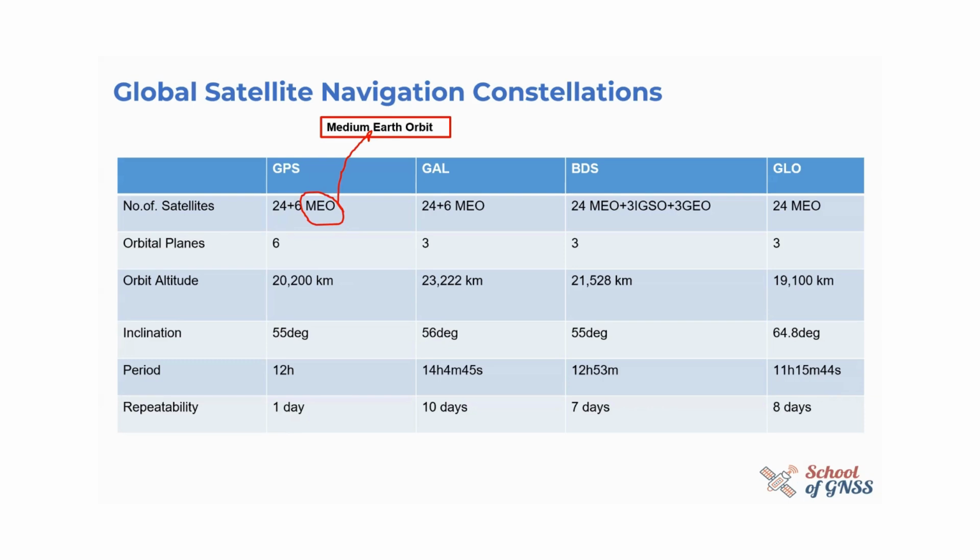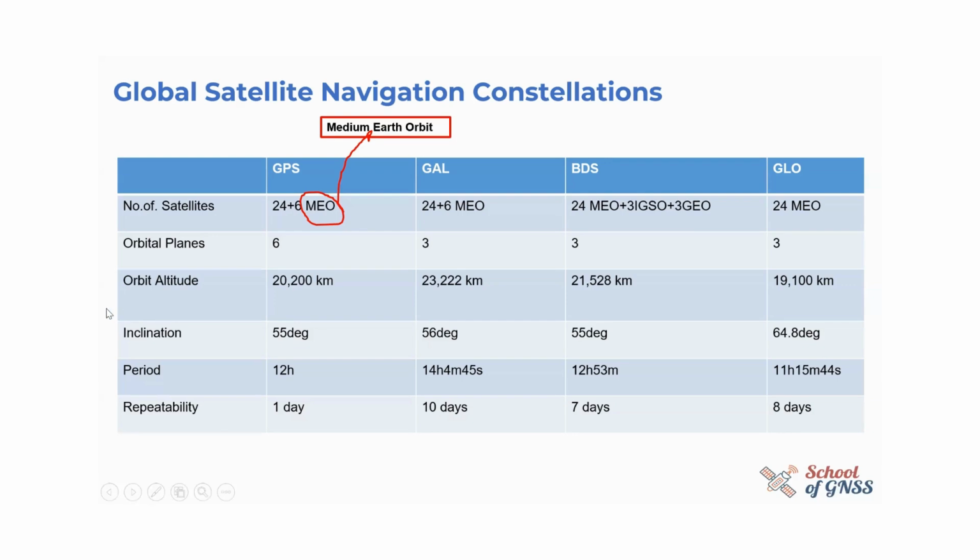I will talk about the different orbits in the next video, but for now I'm going to give you a brief overview. MEO is medium Earth orbit. It means it has a medium distance from Earth. Another orbit is LEO, low Earth orbit, which is a lower distance from Earth. Then there are geostationary and inclined geosynchronous orbits. There are different orbits in which the satellites revolve around the Earth. For GPS, the satellites are in the MEO orbit.